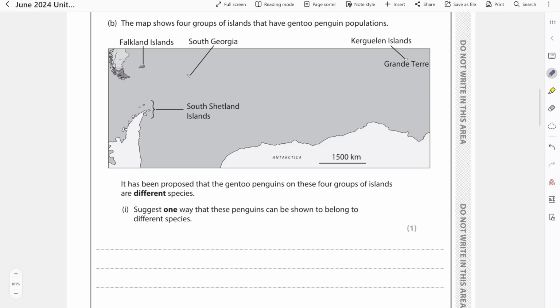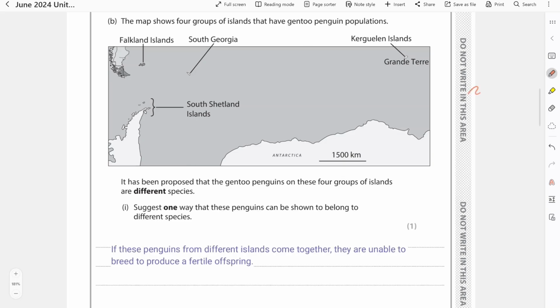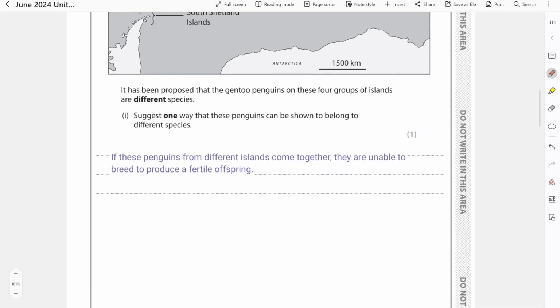Another way you can approach this question is also talking about whether or not they can interbreed to produce a fertile offspring. Now, if they are different species, then it means that they cannot breed or interbreed to produce a fertile offspring. All right, so you can answer any of those 2. Okay, so this is what I wrote. If the penguins from different islands come together, they are unable to breed to produce a fertile offspring.